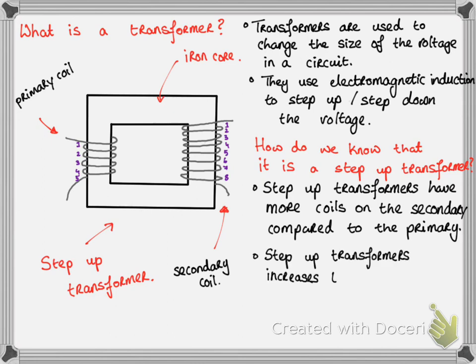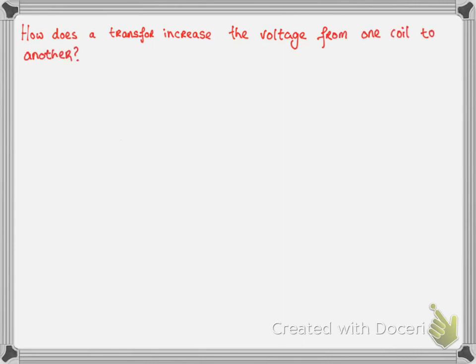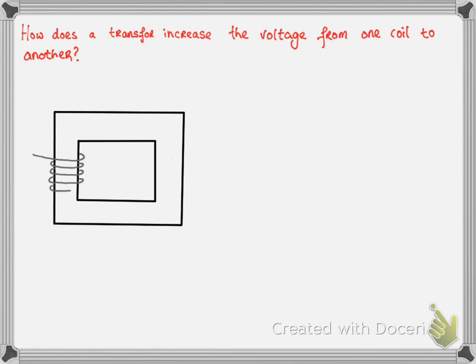Step-up transformers increase the voltages from one coil to another. So because it has a greater number of coils, the voltage will increase from the primary to the secondary. And we are going to look at how a transformer increases the voltage from one coil to another. Again, we will draw our diagram.